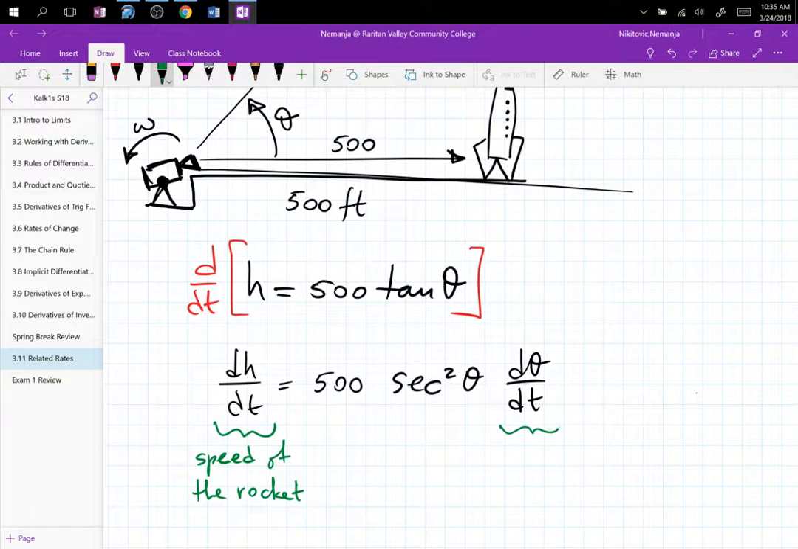And what is this one? Change of an angle in time. Yeah, this is how fast it rotates. That's your omega. So that's the rotation of the camera, in adjusting the angle.